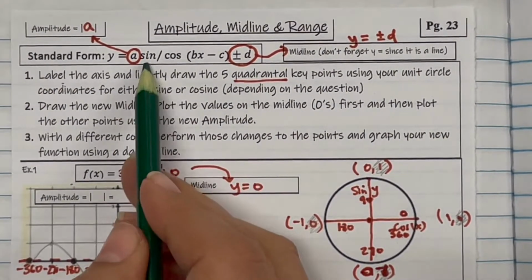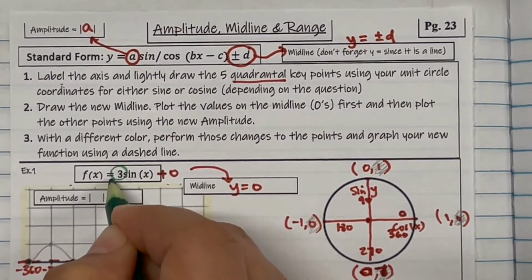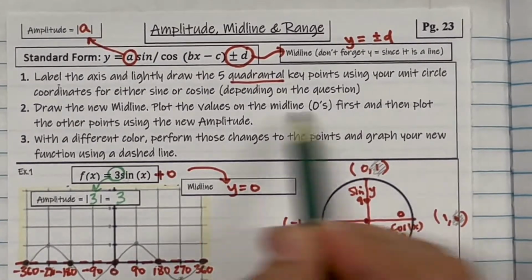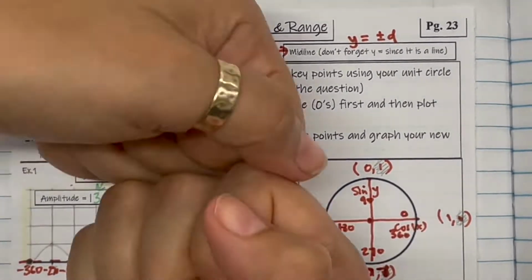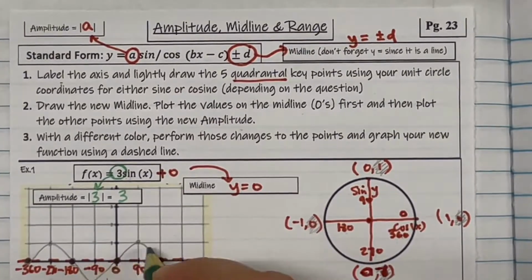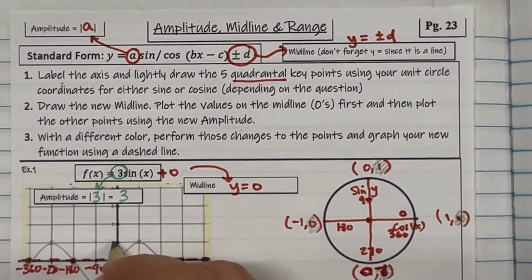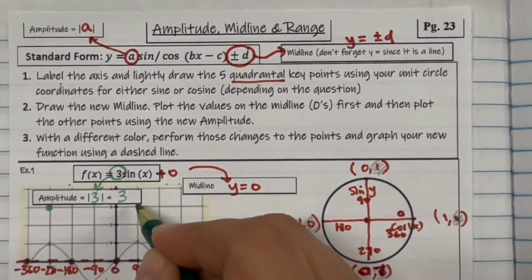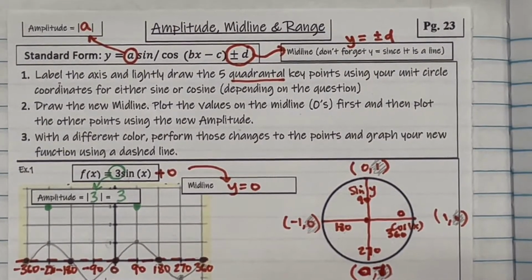Now we're going to use the new amplitude to find the other lines. What's the amplitude? 3. So remember, it's absolute value of 3. Okay, it must be positive. So what does that mean? Let's go ahead and stretch it in the y direction times 3. Well, the zeros aren't going to move because 0 times 3 is 0, right? But everything else, if it's at 1, 1 times 3 is 3. And then negative 1 times 3 is negative 3.